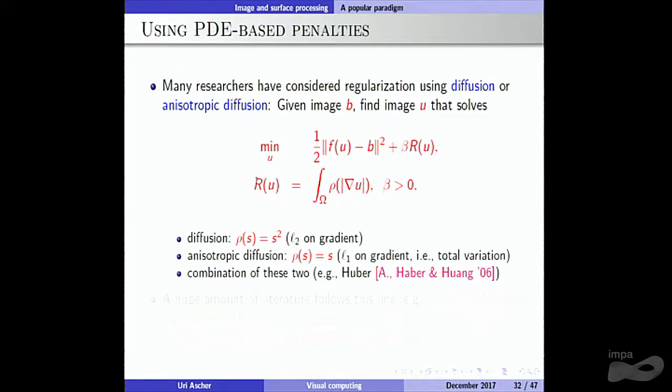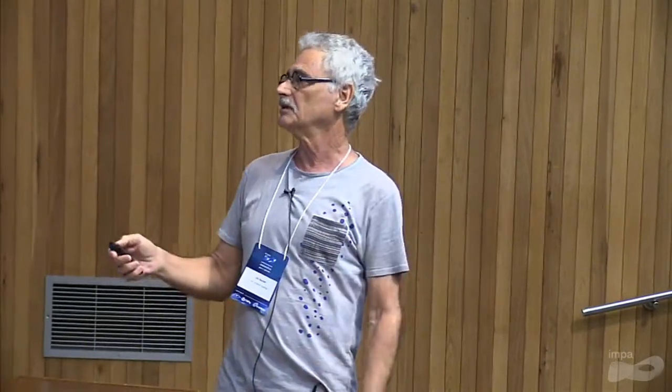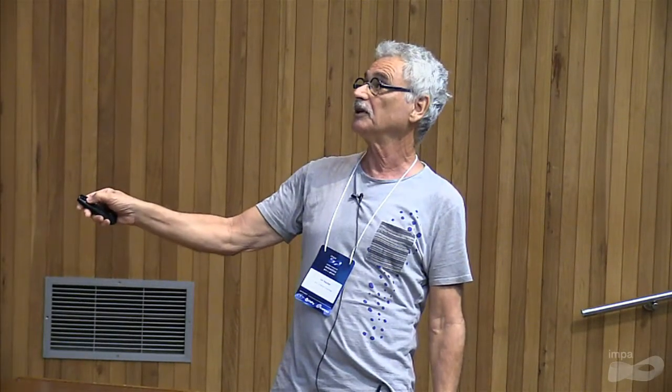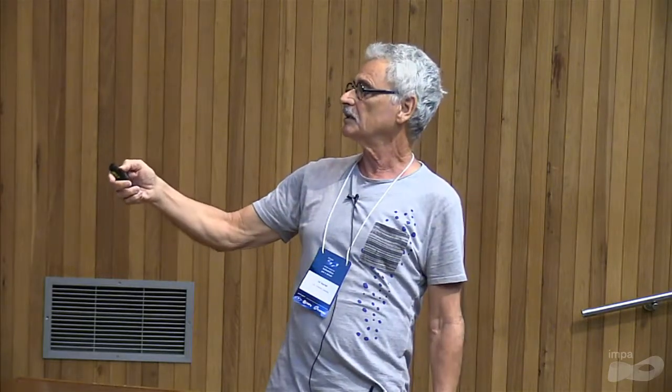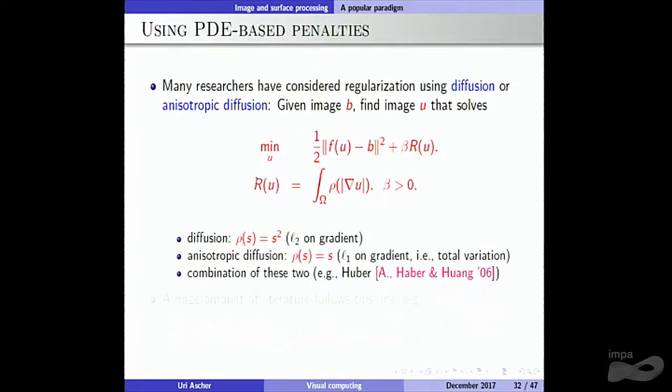And I would like to now introduce what I will call the paradigm, a popular paradigm, which uses diffusion or anisotropic diffusion as a regularizer. So you have F. F would be the identity for denoising, but maybe it's deblurring or something, an operator operating on U, where U is the image, and you have data. The image that you have is B, and you want to find U such that the operator on U will not be too far away from the data, plus a coefficient beta times R of U. R of U is the regularization or prior.